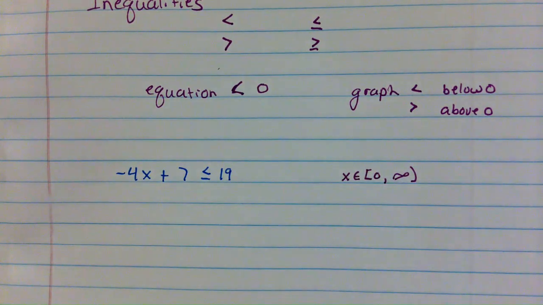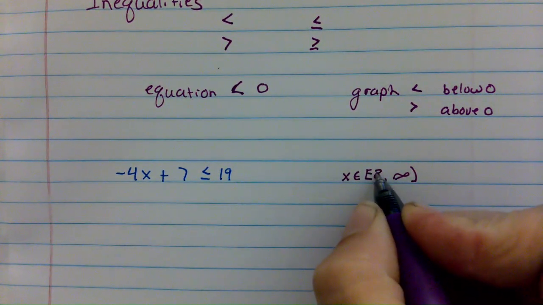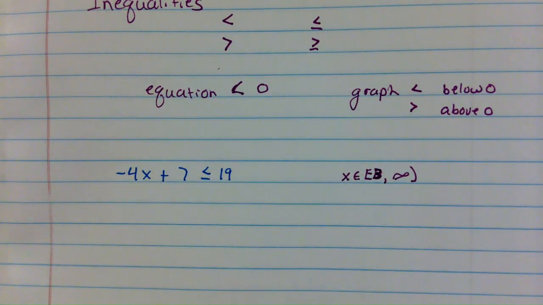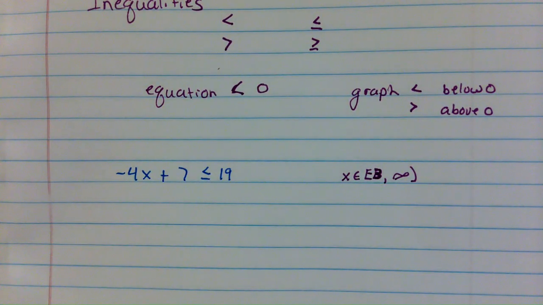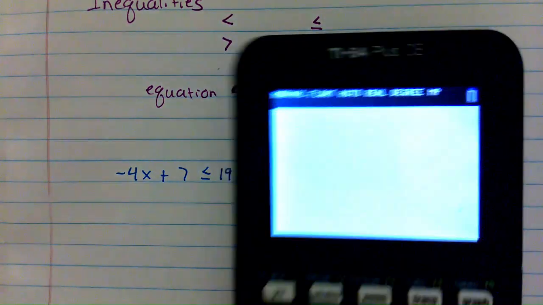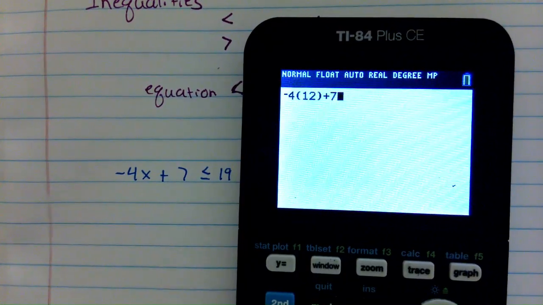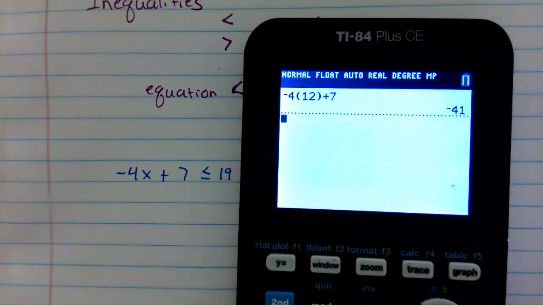And if you don't understand interval notation, go back and watch one of my videos on that. Not 0, it crossed at negative 3. I had 0 on the brain. So any x's between negative 3 and infinity will make this true. Well, let's check. 12. Negative 4 times 12 plus 7. Absolutely, that's smaller than or equal to 19. So yes, we are working here.